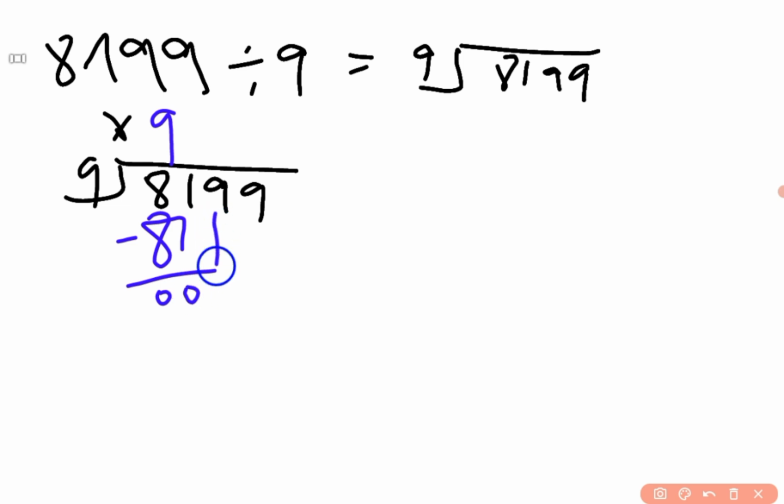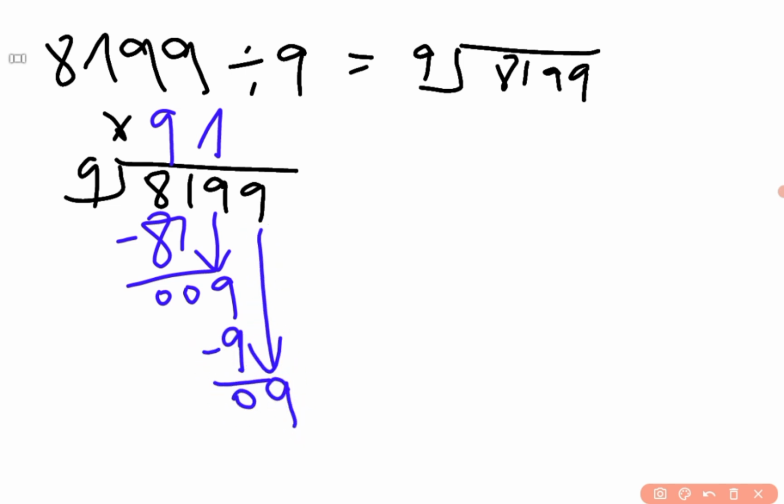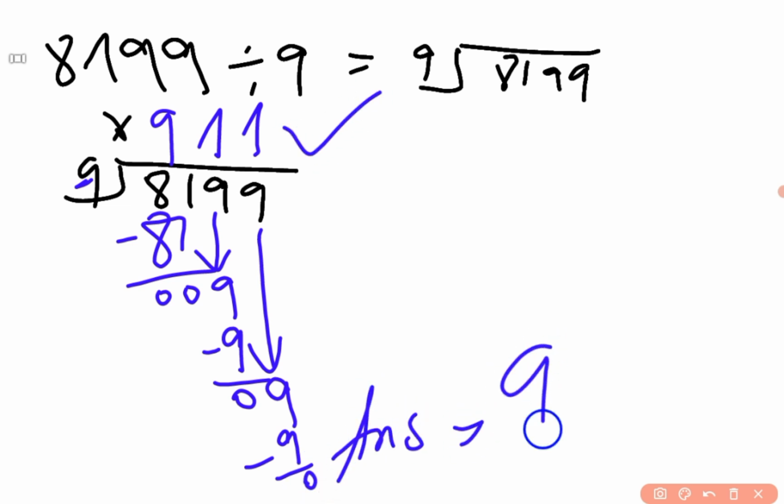Now you take down 9, and 9 divided by 9 is 1. 1 times 9 is 9. You subtract again, 9 take away 9 is 0. So you bring down 9. And of course, it's the same thing. 9 divided by 9 again is still 1, and 1 times 9 is 9. When you subtract, you still have 0. So our answer now is 911. So that's just it.